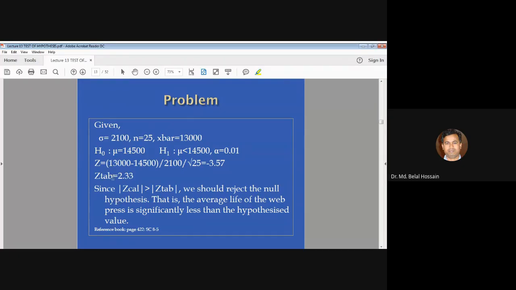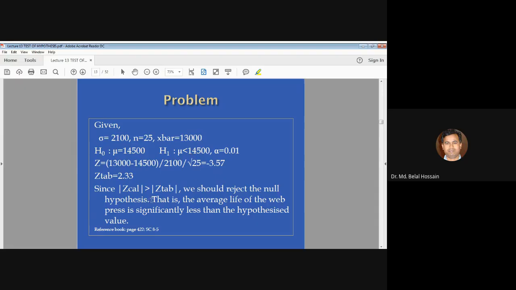How can you make the decision? We have to see whether the z calculated absolute value is greater than z tabulated value or not. If it is greater than, then we should reject the null hypothesis. That is, the average life of the wave phrase is significantly less than the hypothesized value. Null hypothesis is rejected. Null, it is not true. So this is true.